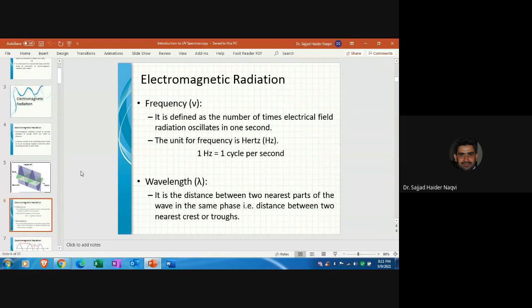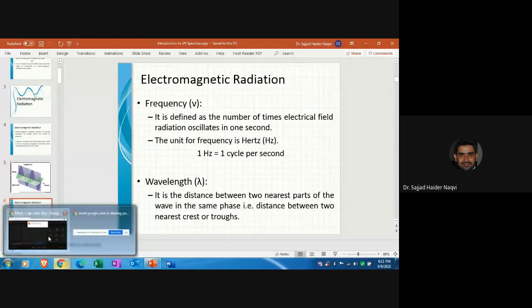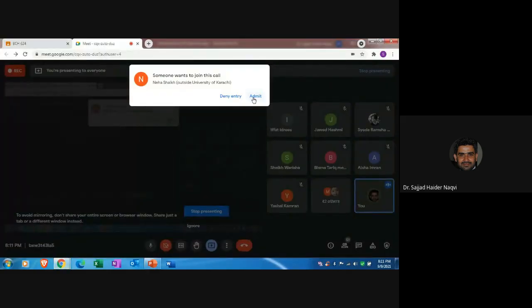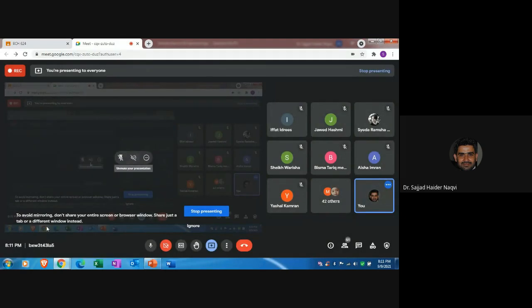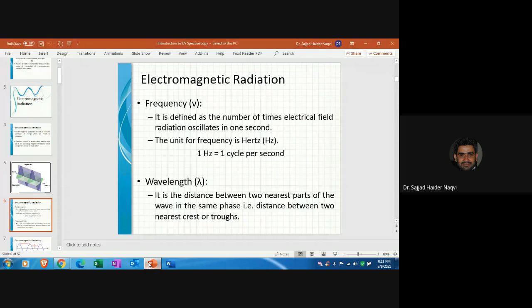A frequency can be defined as the number of times the electric field radiation oscillates in 1 second. Because when you have a wave motion, they are gauged in terms of the number of oscillations or frequencies per second. So we define frequency as the number of times the electric field oscillates in 1 second, and the unit to measure frequency is hertz.